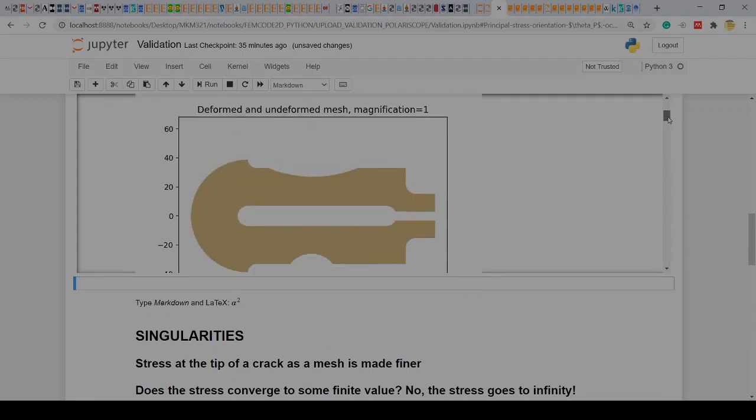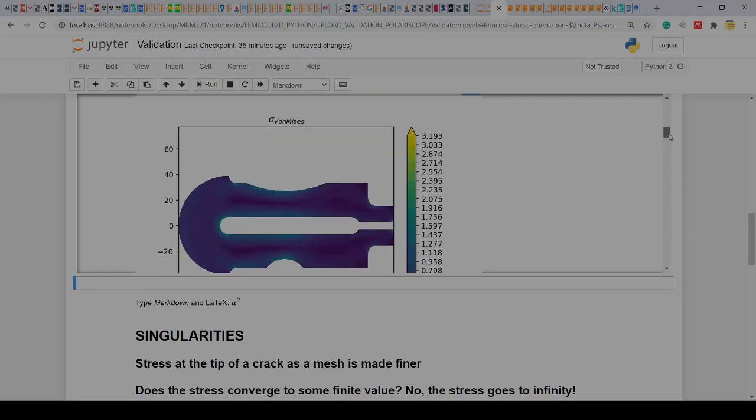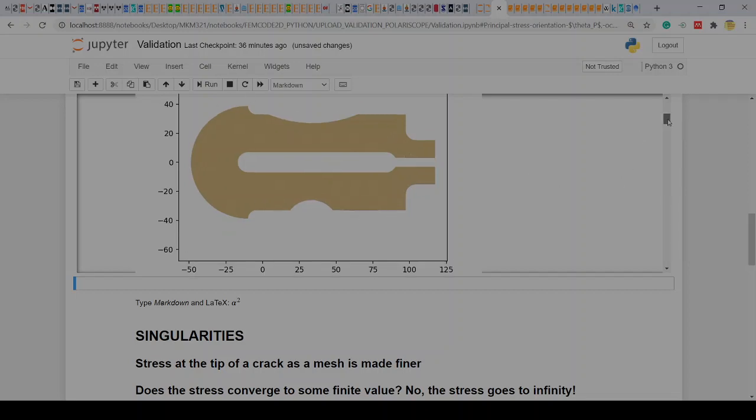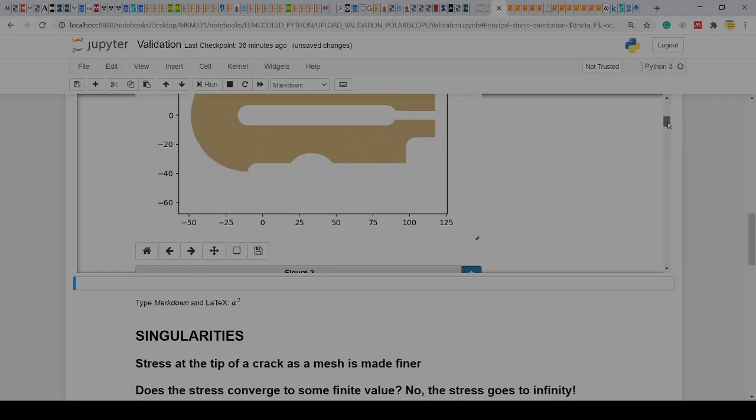Deformed, undeformed, magnification. I think you can almost barely see what's going on there. And so this would be sort of a perspex cutout. That's typically how they would look. So you can think of this thing as a perspex cutout. The 10,000 Young's modulus, I should actually double check if that's appropriate for perspex.